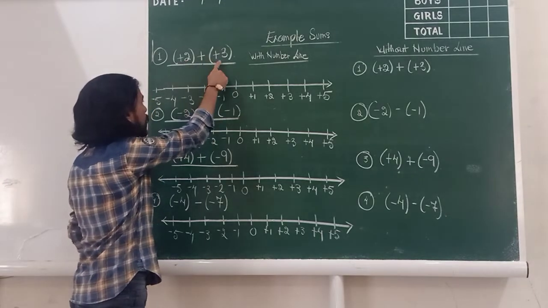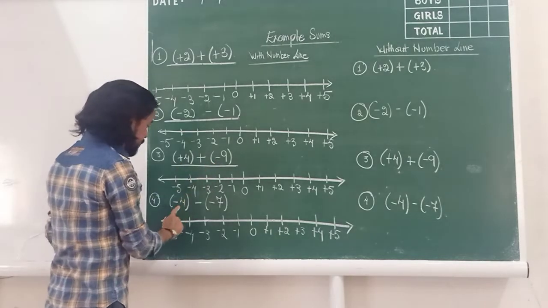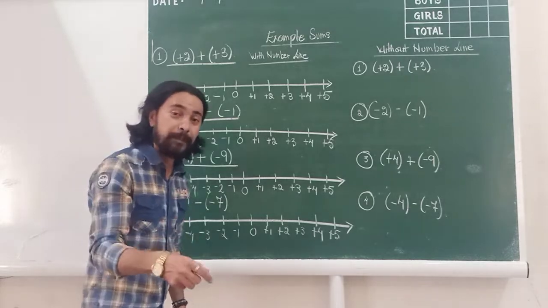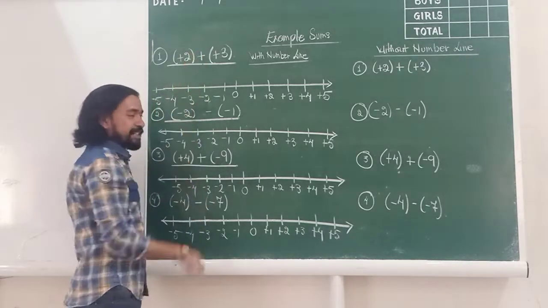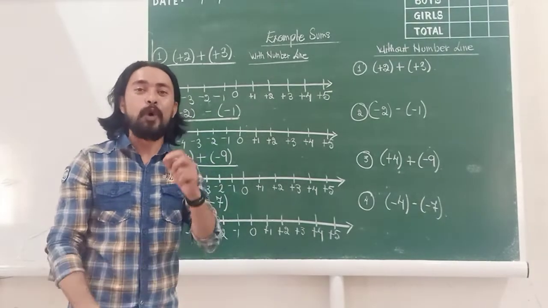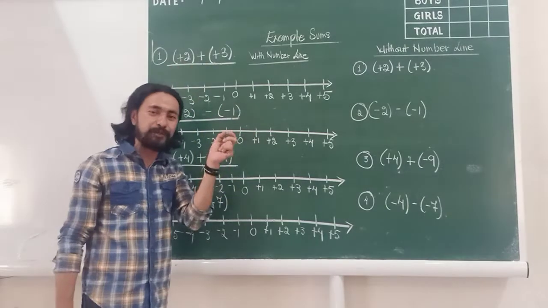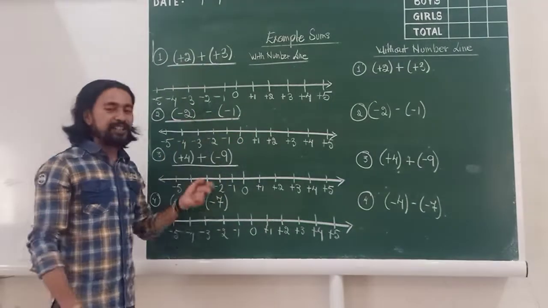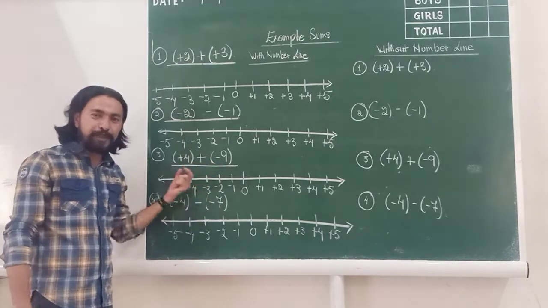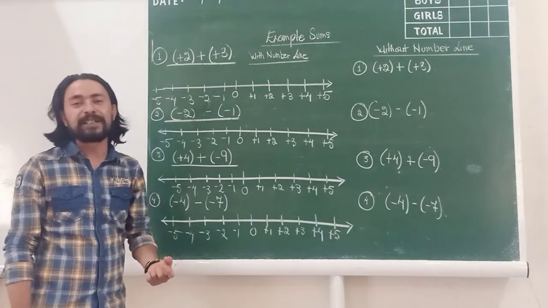Now these are the signs attached to the number. It's a positive 2, positive 3, negative 2, negative 3, positive 4, negative 9, negative 4, negative 7. These are signs attached to the number. But these signs that are in the center, they are not attached to the number. They are telling you the operation. They are telling you what is to be done. They are telling you that two positive integers have to be added. Two negative integers have to be subtracted. One positive and one negative integer have to be added. One negative integer and one negative integer have to be subtracted.